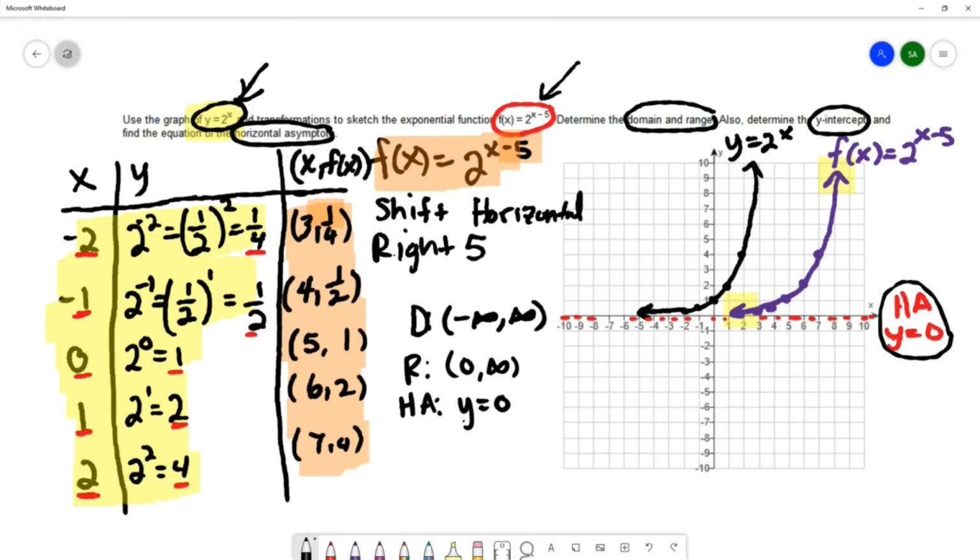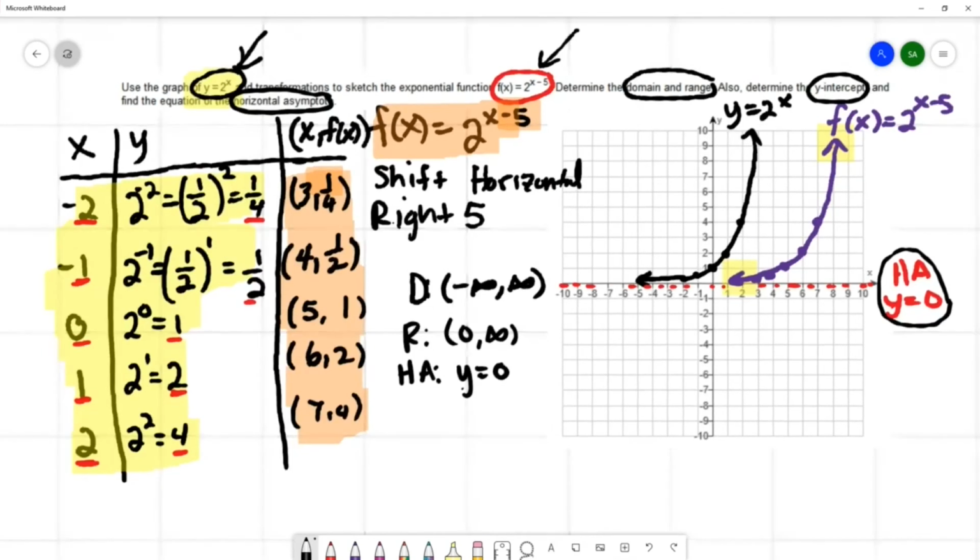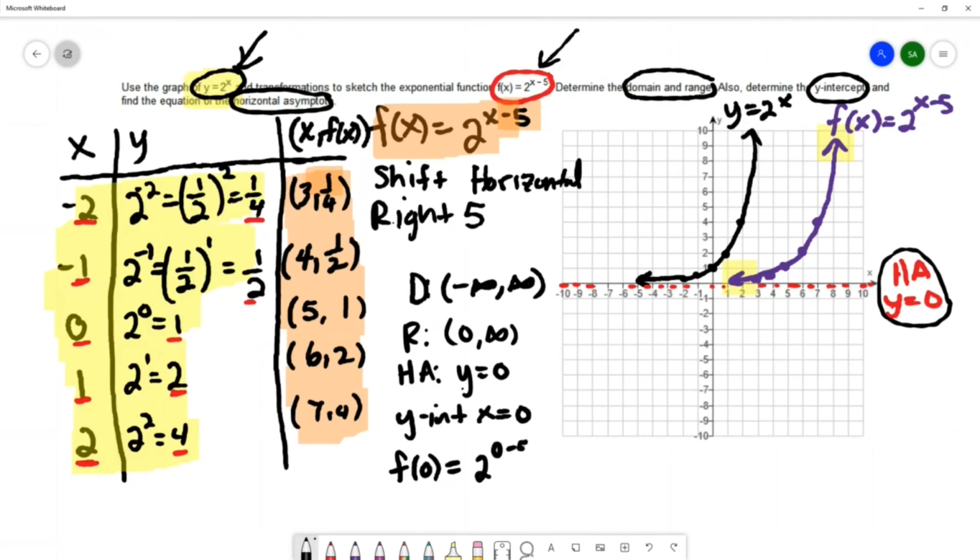So finally, let's determine the y-intercept. You find a y-intercept by letting x equal 0. So in my function, I'll substitute a 0 to get 2 to the 0 minus 5. That's 2 to the negative fifth power, which is 1 over 32. So the y-intercept is (0, 1/32). I think we've met all the parts there.